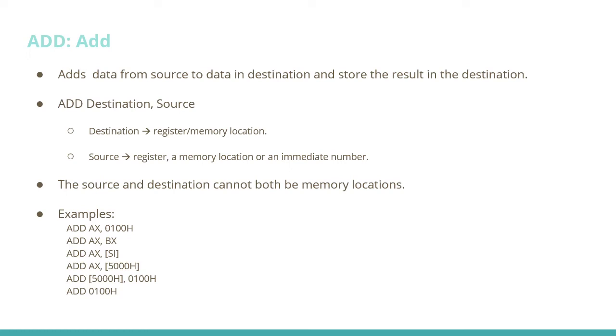Next example is ADD [5000H], 0100H, where the immediate number 0100H is added to the contents of the memory location 5000H, and the result will be stored in the memory location 5000H itself. Next is ADD 0100H, which is the implicit addressing mode, where the immediate number 0100H is added to the contents present in AX, which is specified implicitly, and then the result will be stored in the AX register itself.